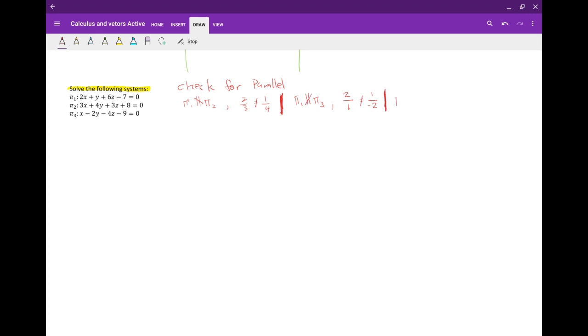And then finally, I'm going to check to see if plane 2 is parallel to plane 3. You have to do 3 checks here: 1 with 2, 1 with 3, and 2 with 3. So you get all combinations there. And so basically, is 3 over 1 equal to 4 over 2? No. Okay. So I've got no parallelness.